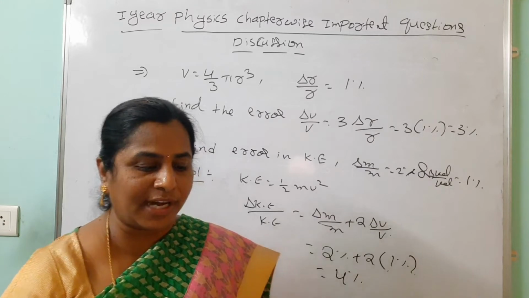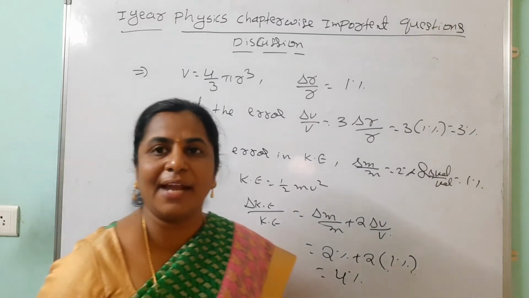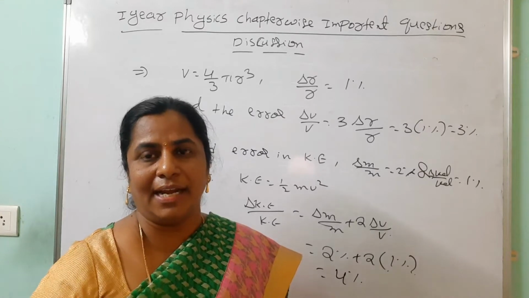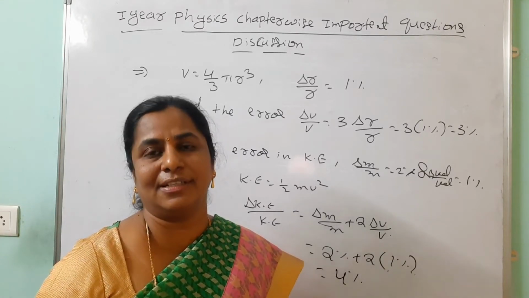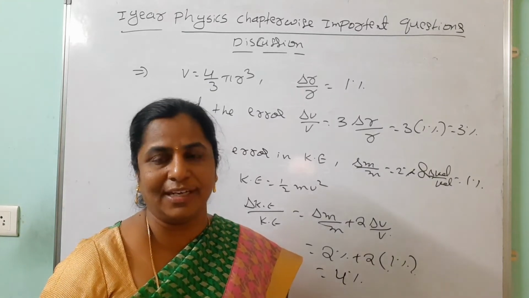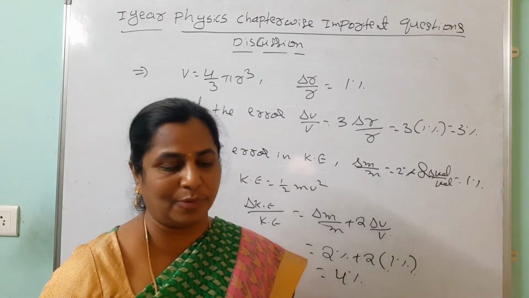Along with that, 2 more are there. One is a man walks from home to market at 5 kmph, and from market to home he is coming with some speed. Find the velocity and average speed. That is also very important. You must practice these 2 problems.